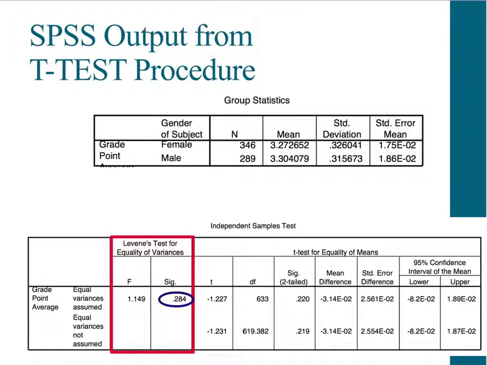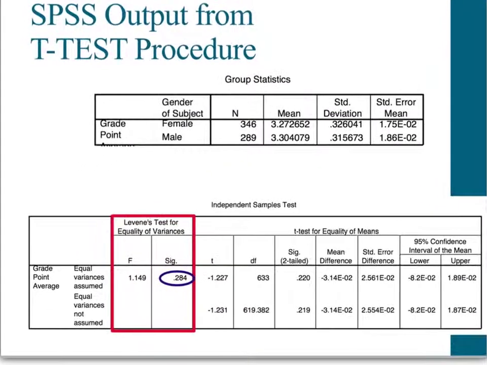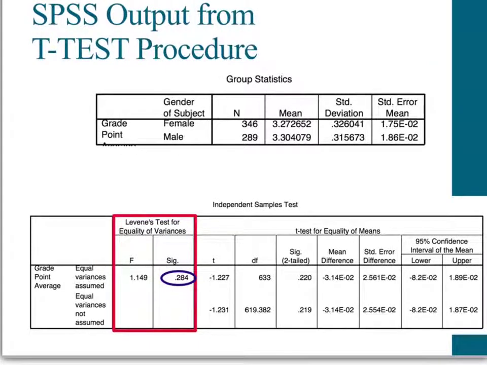So if we take a look at the SPSS output, you're going to see two components. This, to the left, is your Levene's test, testing your homogeneity of variance. To the right is your t-test. Think of them as two separate tables. Do read them completely separately. I don't like that SPSS combines them.